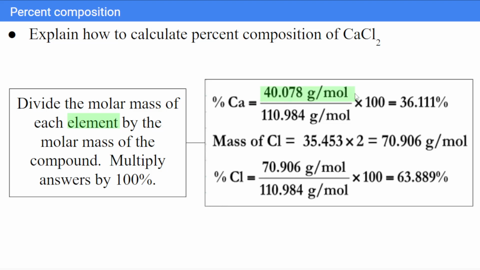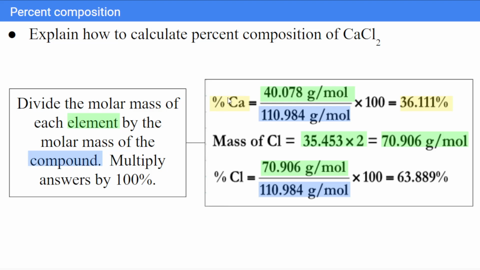So there's calcium, and then there's chlorine. So divide the molar mass of each element. Notice chlorine, there are 2 chlorines, so we double that. We're going to divide that by the molar mass of the compound. And so if you calculate the molar mass of calcium chloride, it'll be 110.984. And then multiply that by 100.